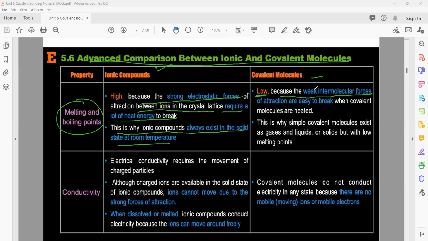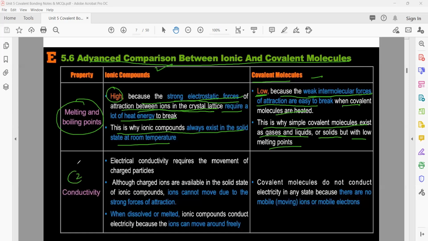So if in the exam the question comes, why do ionic compounds have high melting and boiling points, you can say because of strong electrostatic force of attraction between ions in the crystal lattice. And why do covalent compounds have low melting and boiling points? Because weak intermolecular forces of attraction are there. So when covalent compounds are heated, this is why simple covalent molecules exist as gases, liquids, or solids, but with low melting and boiling points.